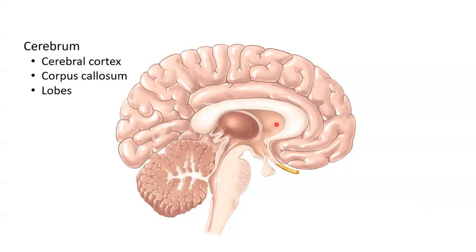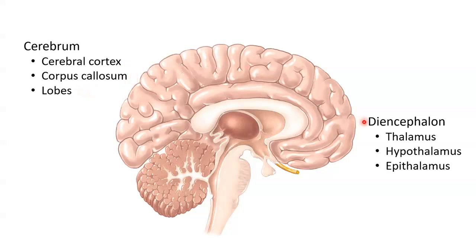So first we have the cerebrum. That's this outer portion all the way along here, the pink folded wrinkly area. And we'll be looking at the cerebral cortex, the corpus callosum, and then the different lobes of the brain. Next is the diencephalon, and that's this central core of tissue here. It contains the thalamus, the hypothalamus, and the epithalamus.